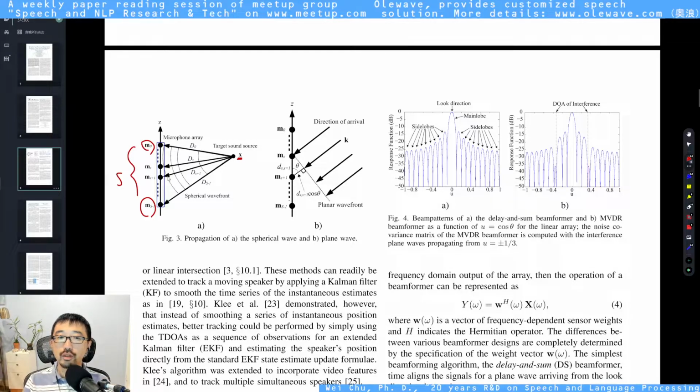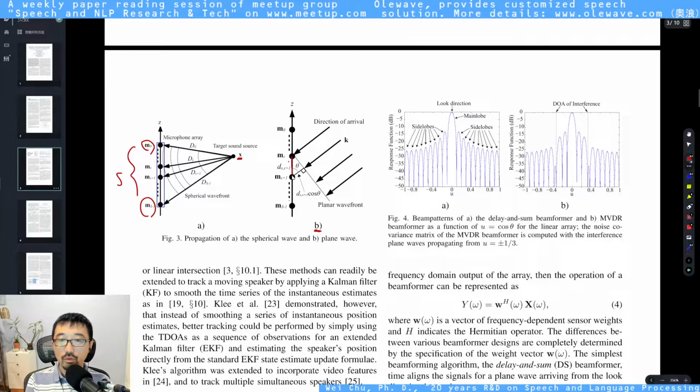So this comes to the case shown in figure B, which means the plane wave, okay? It means the waveform is hitting the microphone array from a distant location. So you can see the waveform beams can be regarded as parallel to each other. So it is like this. And it's fairly easy to understand if you learn some geometry, okay?